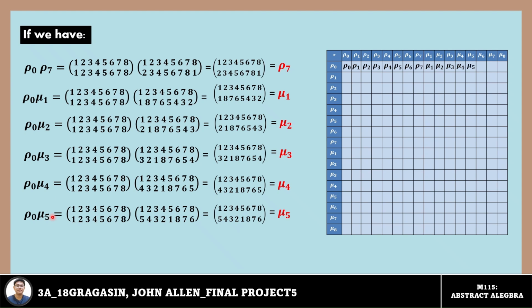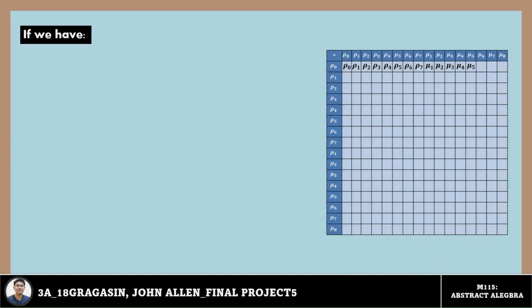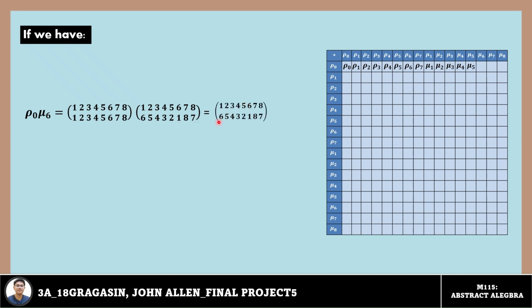And then next, we have rho sub 0 multiplied by mu sub 6. So this is the elements for rho sub 0 and this is the elements for mu sub 6. And this is our answer. As you can see, the elements in our answer are just the same as the elements in our mu sub 6. Therefore, our answer here is mu sub 6.